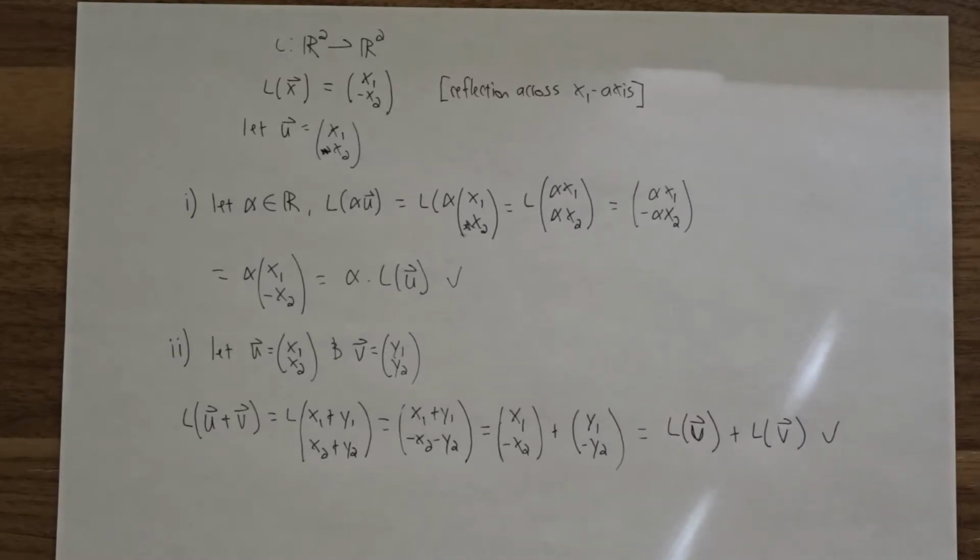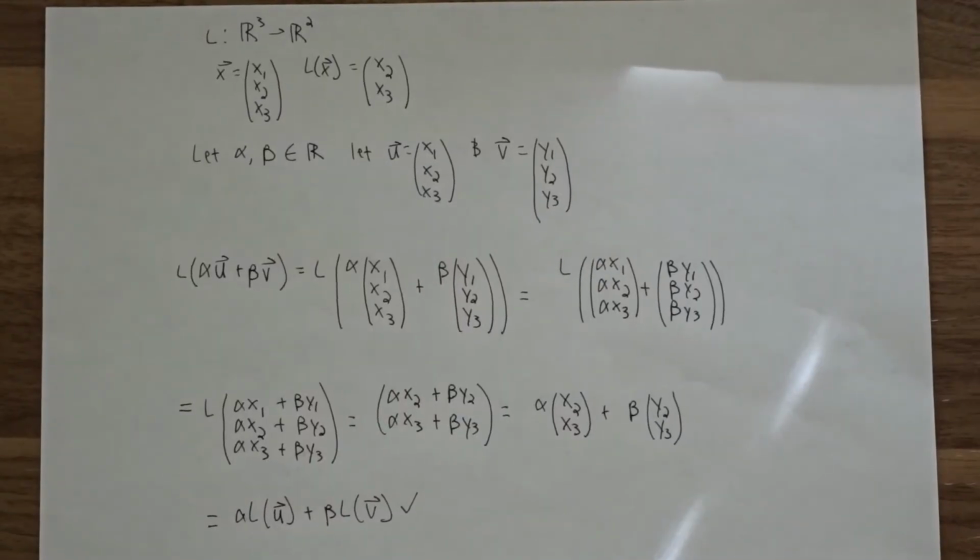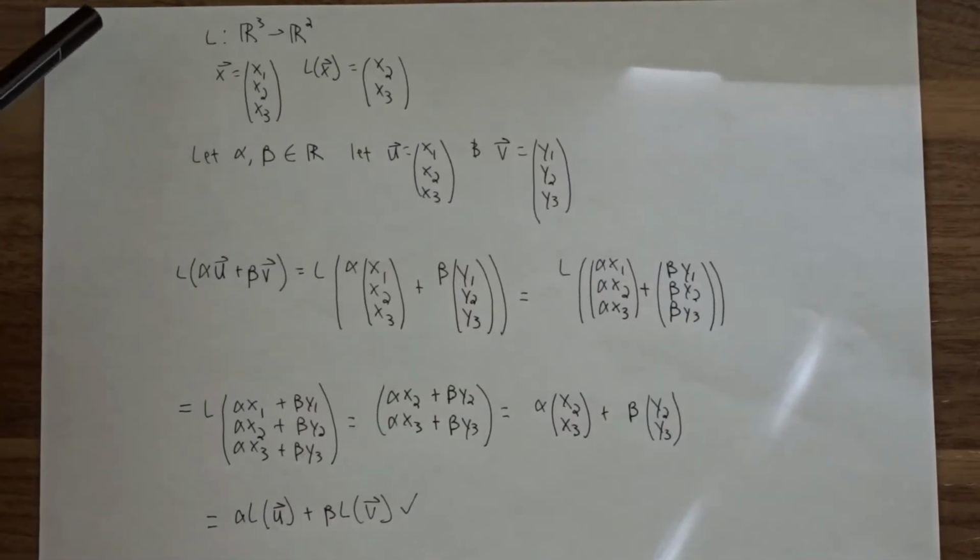In which case we can further simplify it and say that all of that is equivalent to the transformation of u plus the transformation of v. And since addition holds, this is a true linear transformation. So here's our second example for a linear transformation.